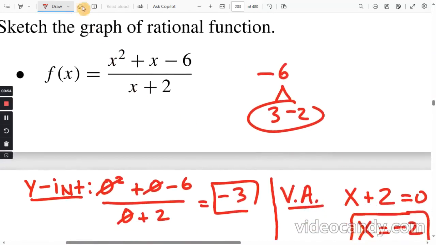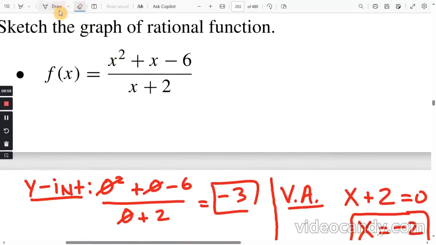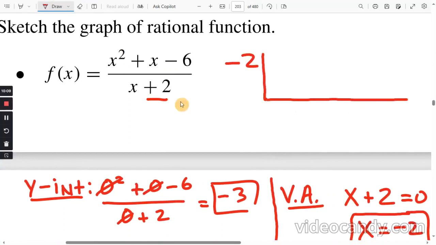Okay, and finally, let's do synthetic division here. If we're dividing by x plus 2, for synthetic division, we're going to use negative 2. Coefficients, make sure you count down to 1, 0 on the exponents. The coefficients are 1, 1, and negative 6. All right, bring down the 1.